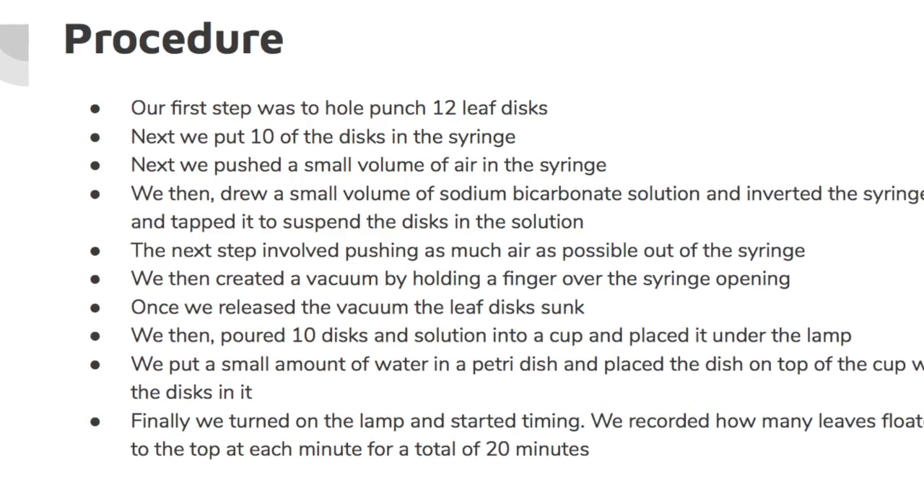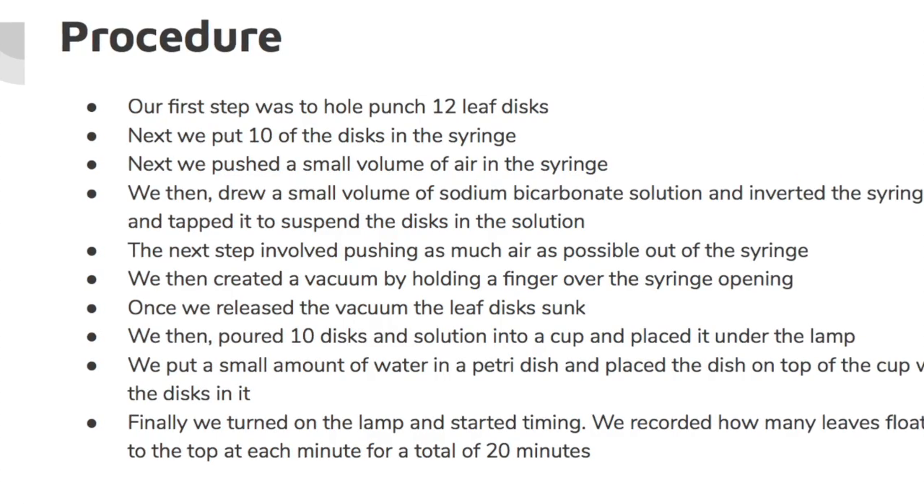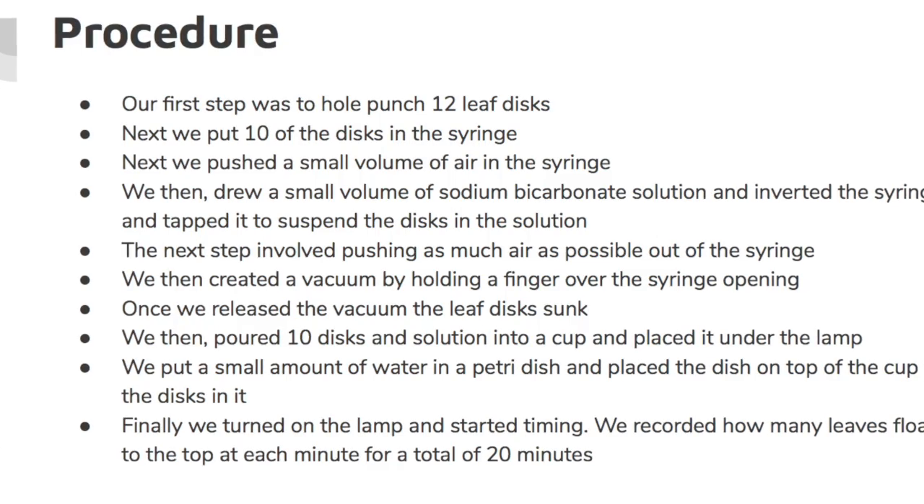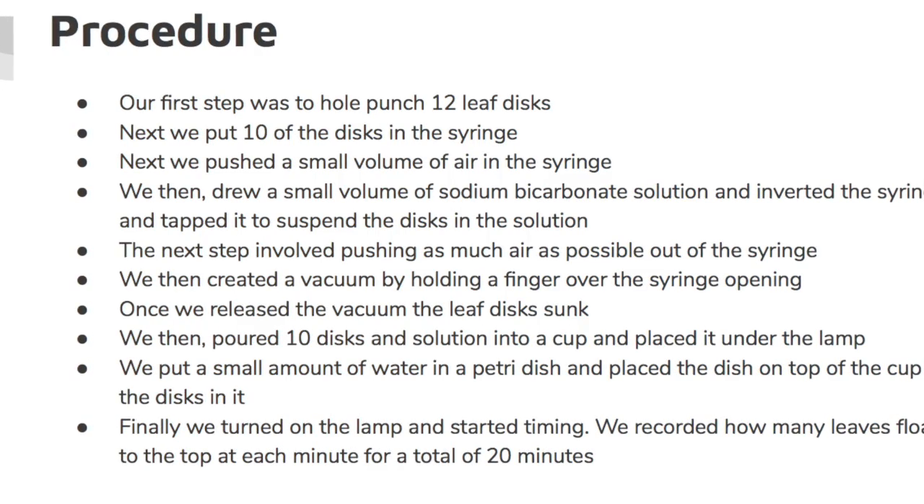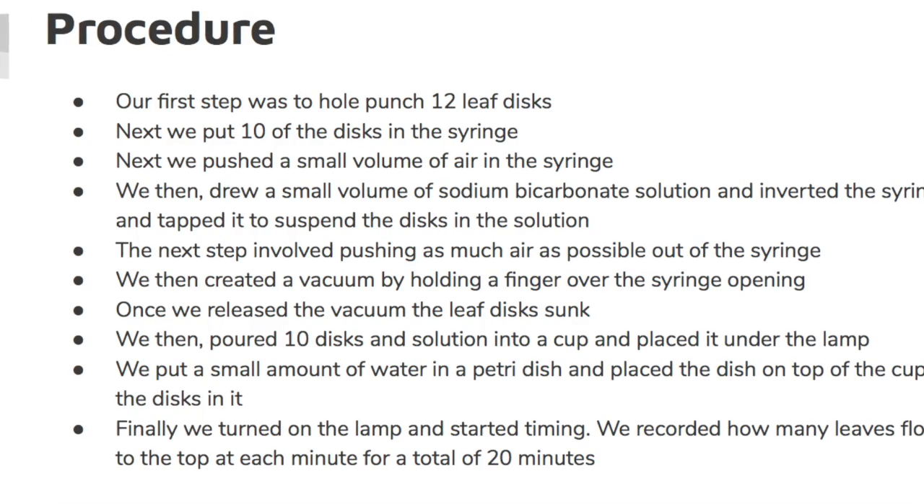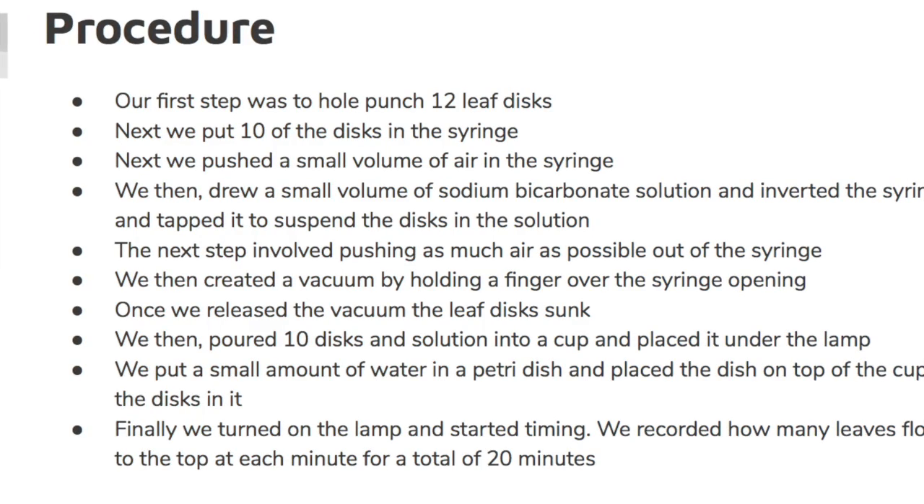We then poured 10 discs and solution into a cup and placed it under the lamp. We put a small amount of water in the petri dish and placed the dish on top of the cup with the discs in it. Finally, we turned on the lamp and started timing. We recorded how many leaves floated to the top each minute for a total of 20 minutes.